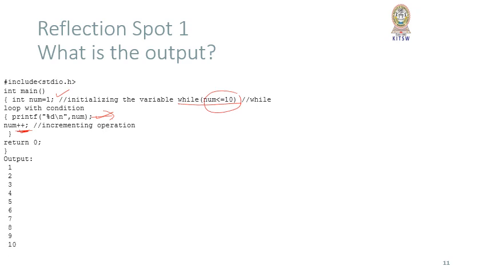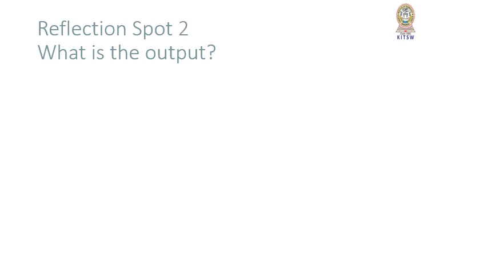So this is the output for num equal to 1, then num plus plus, it becomes num equal to 2, and so on until it is less than or equal to 10. Until num is equal to 10, it prints. Once num is equal to 11, this statement printf %d num will not be executed. If your answer is correct, go to the next slide. Otherwise, go through the video once again.